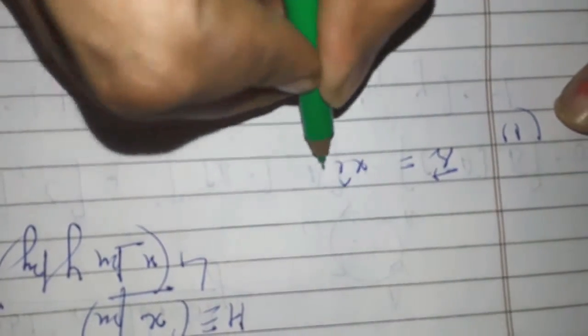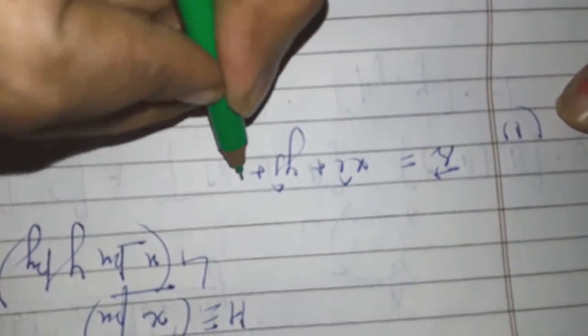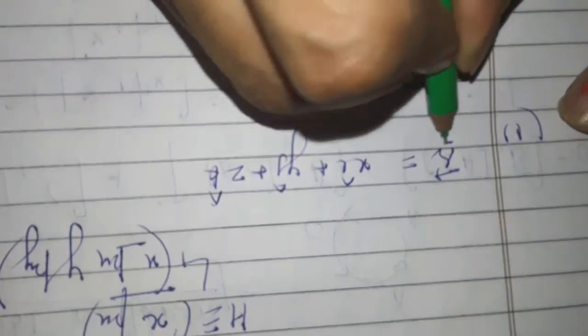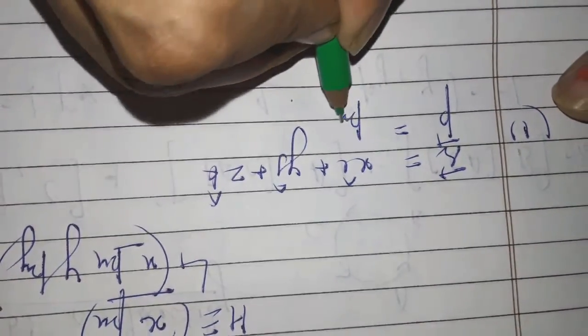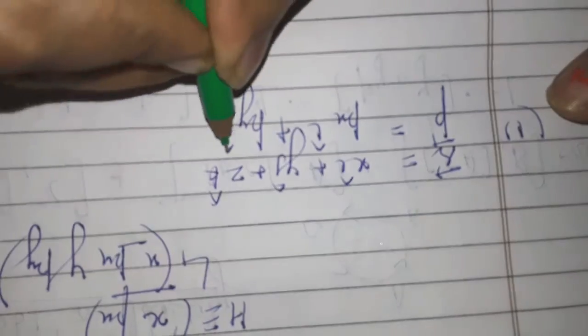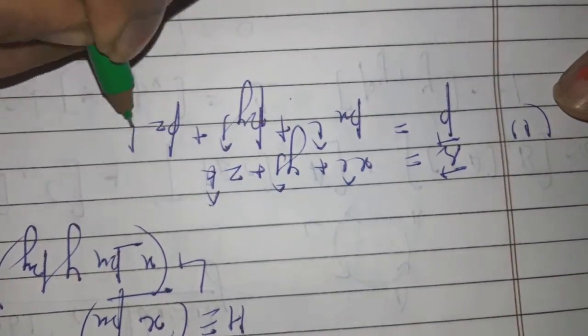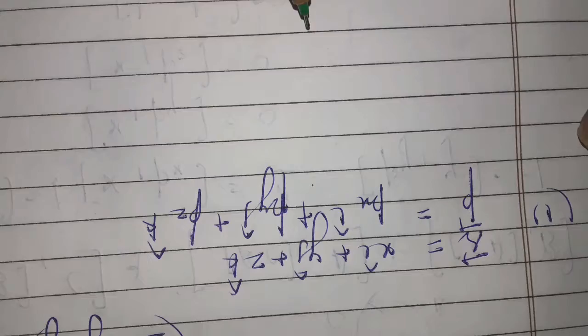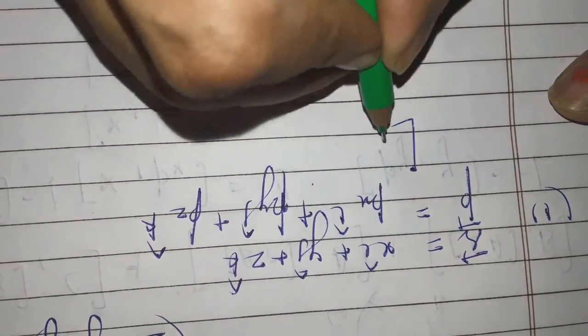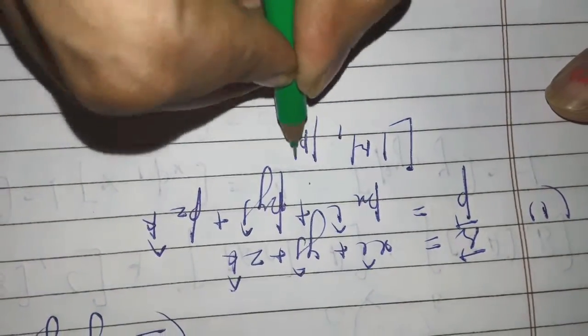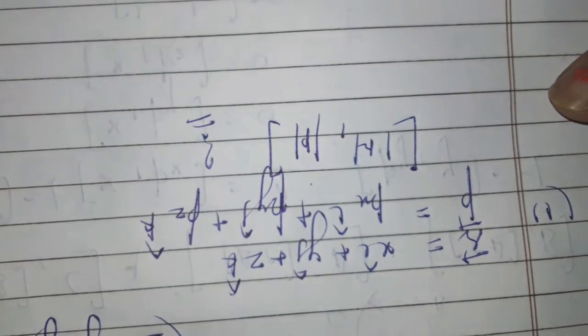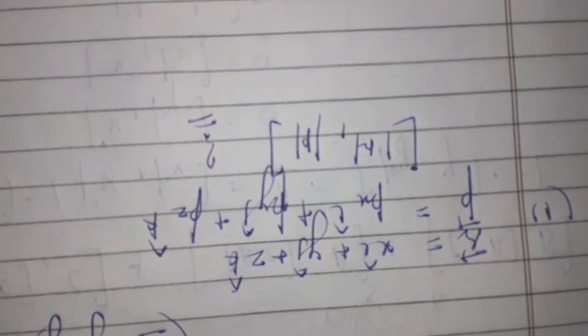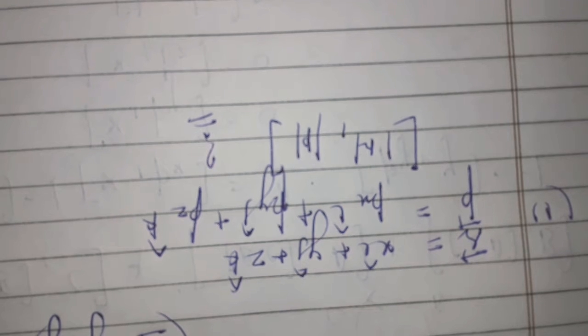Suppose r is a position vector given as xi plus yj plus zk, and p is a momentum vector given as px i plus py j plus pz k, and you are asked in the exam to find the Poisson bracket of mod r and mod p. Find this commutation relation. So how will you find it? This is the main problem. You are given the r and p vectors.